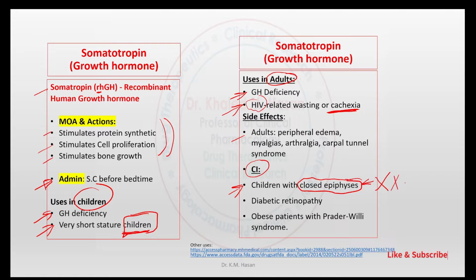For this reason, we need to do some diagnostic tests before using growth hormone. For example, we cannot use this in patients above 18, 20, or 22 years because they have a closed epiphysis and it won't work. It is also contraindicated in patients with diabetic nephropathy and patients with some types of obesity, such as Prader-Willi syndrome.